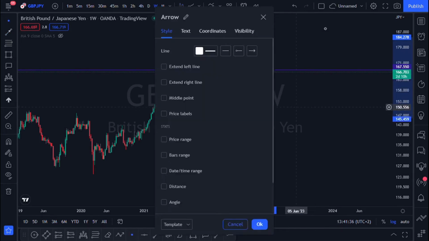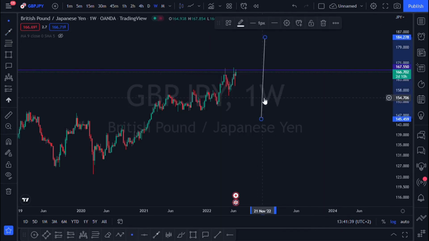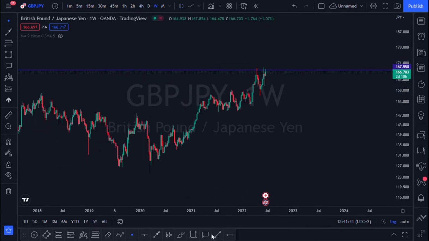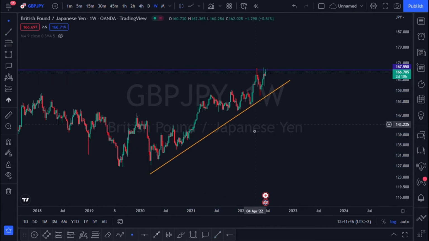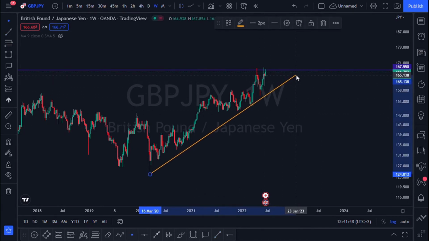But in order for us to confirm this type of move here, we're going to have to dive a bit deeper into structure and understand how structure has been moving for us. So one thing that I would do is place a nice beautiful trend here as a beautiful guideline for me.